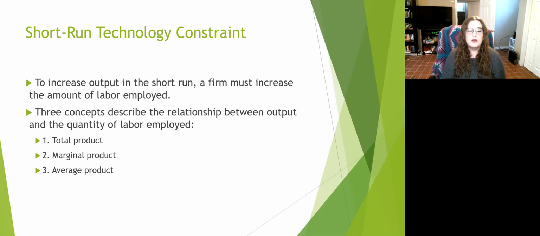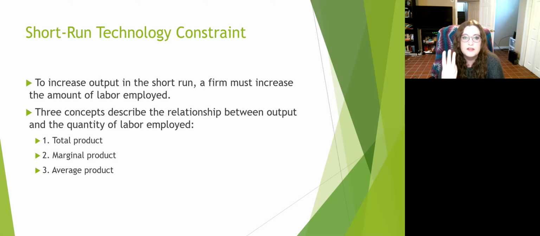So let's think about what constraints we have in the short run, right? Because in the short run, in my cookie emporium, I can bake more cookies, I can bake fewer cookies, I can have more employees, I can have fewer employees, but I can't change the number of ovens, right? That means that there's some sort of technology constraint in the short run. So to increase output in the short run, I have to increase the amount of labor. I have to get more workers. I have to increase the amount of ingredients that I buy, right? But I can't necessarily change some of the bigger pieces.